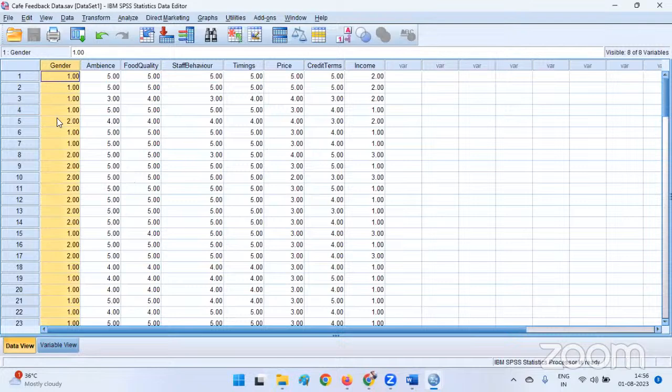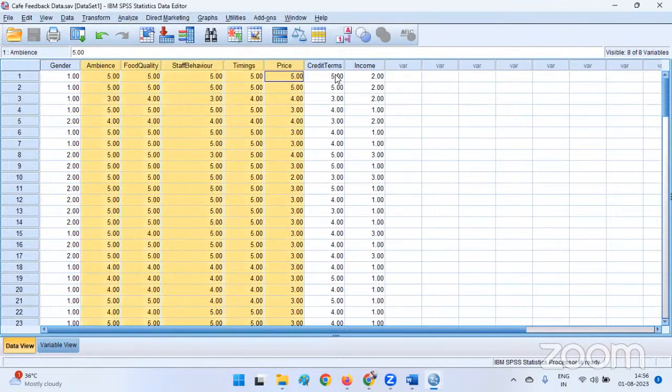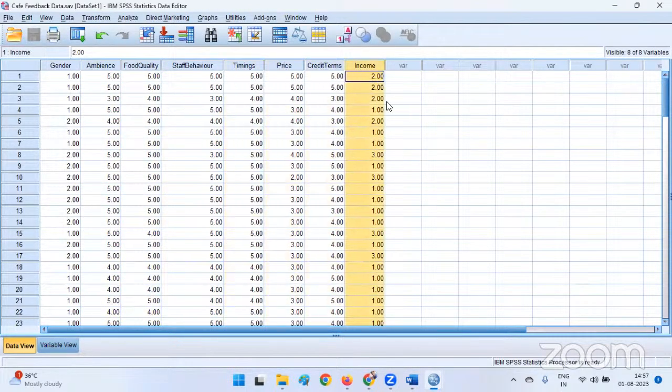Now, gender is which scale? It is a categorical variable, nominal scale. From ambience to income, they're all on the Likert scale, or we can say interval scale. So we can apply a one sample t-test, calculating the mean and comparing with the neutral value of the scale on ambience, food quality, staff behavior, timings, price, credit terms, and income separately.